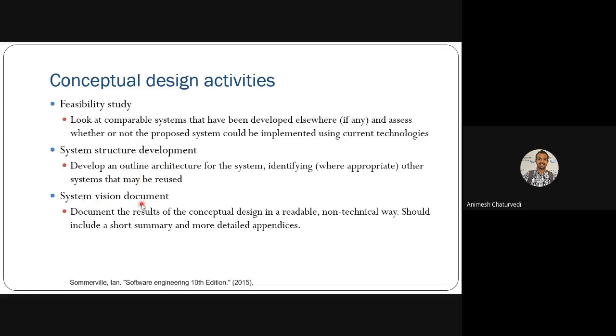Then the system vision document. This is a requirement specification that we had already studied. This type of documentation could have different names, like system vision document, system requirement specification, or requirement document. In this, you do the conceptual designing. The documentation has to be readable, and non-technical people should also be able to read it. It gives a short summary of the whole thing and more detail on the whole thing.